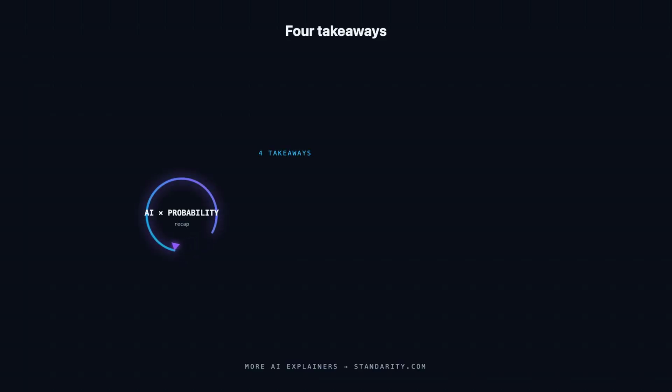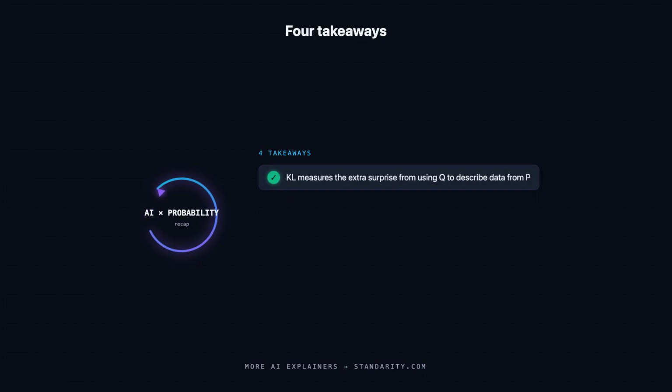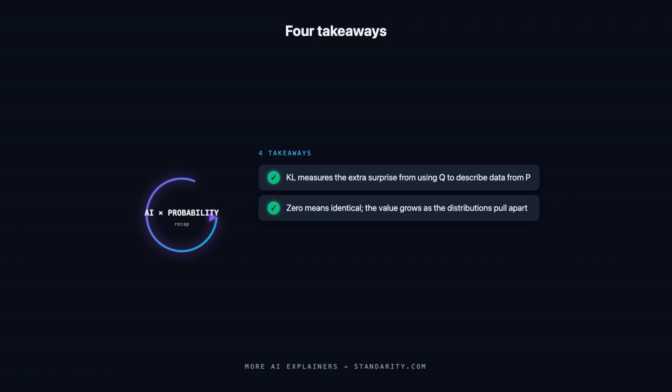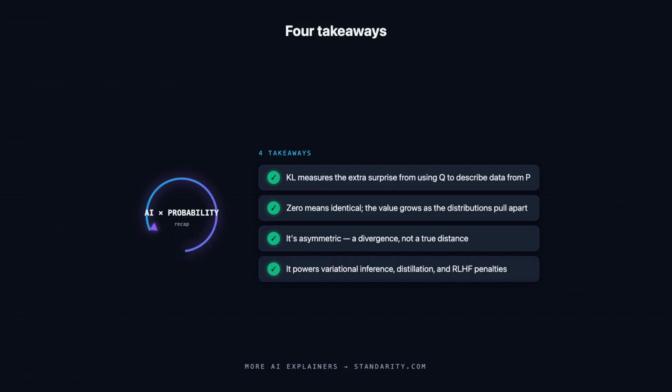Alright, let's lock into 4 things worth remembering. KL Divergence measures the extra surprise from using an approximation Q to describe data that truly comes from P. 0 means the two distributions are identical, and the value grows as they pull apart, capturing the information you lose whenever the approximation stands in for the real thing. Because it is asymmetric, it is a divergence and not a true distance, and each direction encourages a different modeling behavior. From variational inference to distillation to RLHF penalties, this one quantity does quiet heavy lifting.